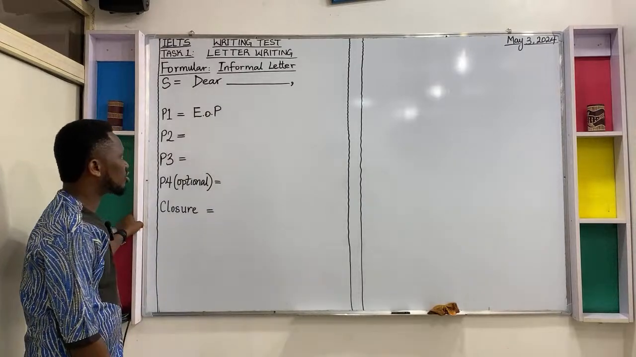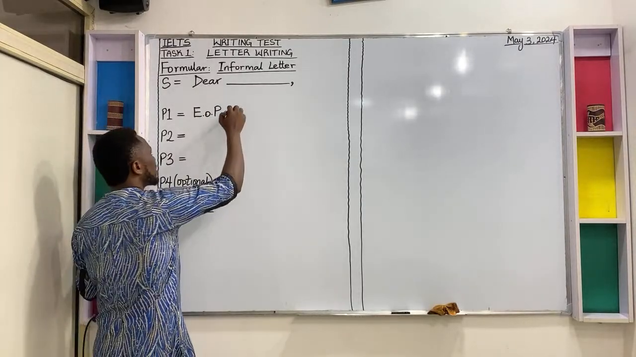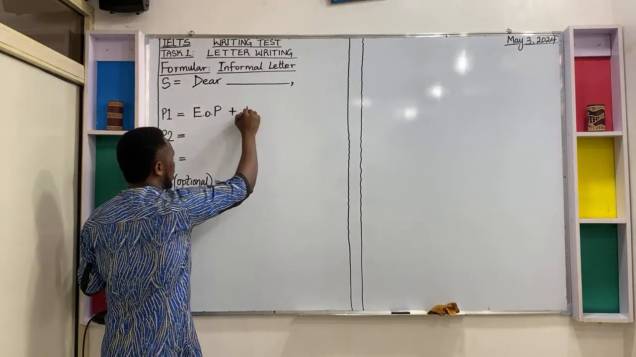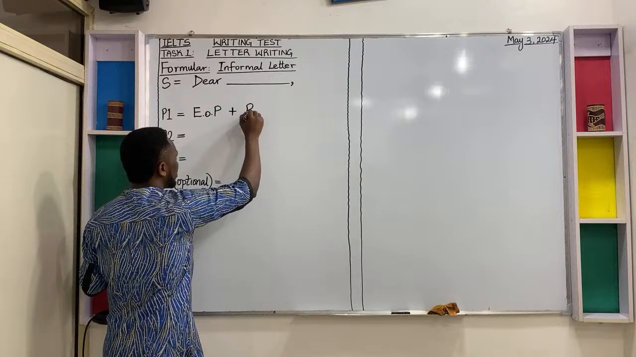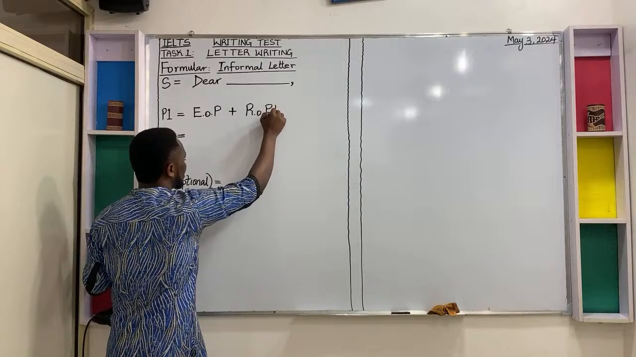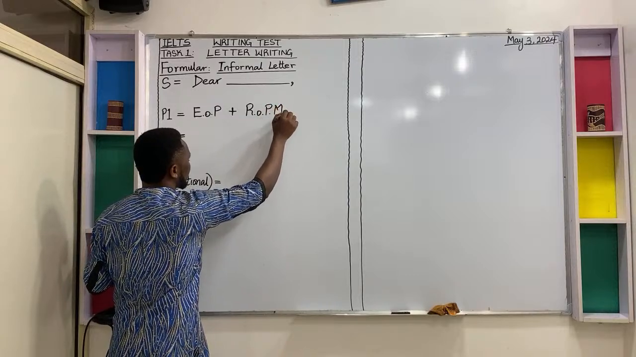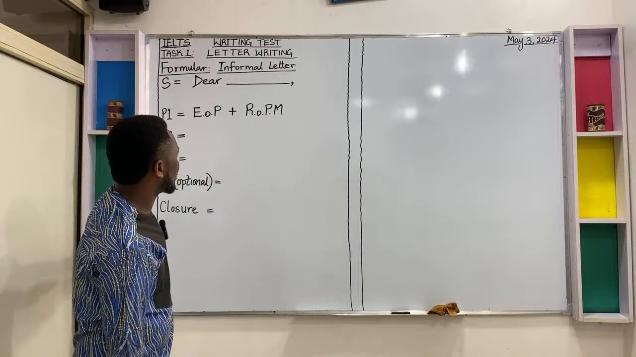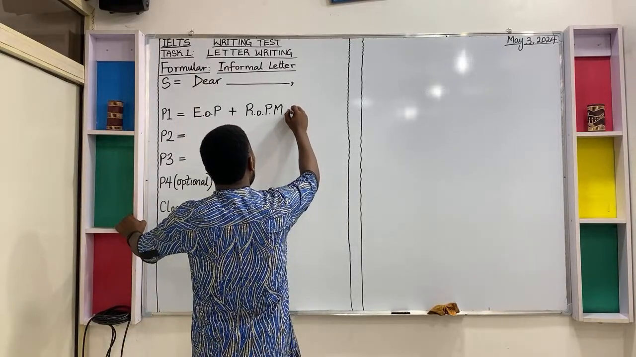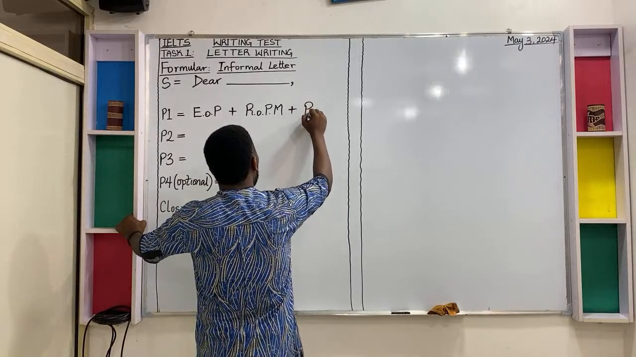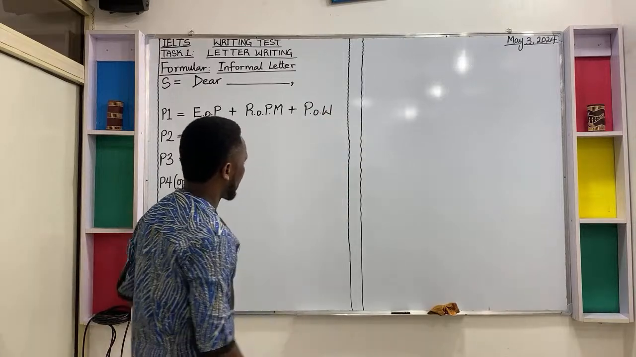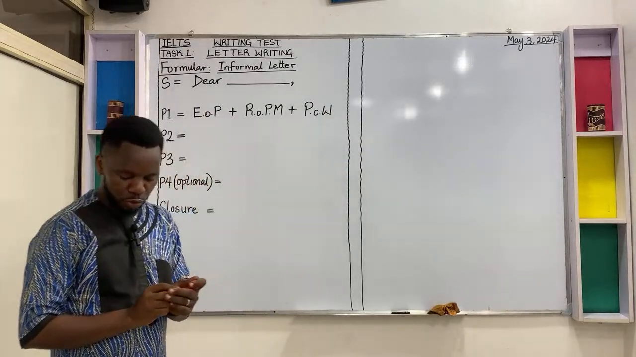Exchange of pleasantries. And after that, you bring in another thing we call recall of past memory. Recall of past memory. And then lastly, on your paragraph 1, you bring in what we call purpose of writing.